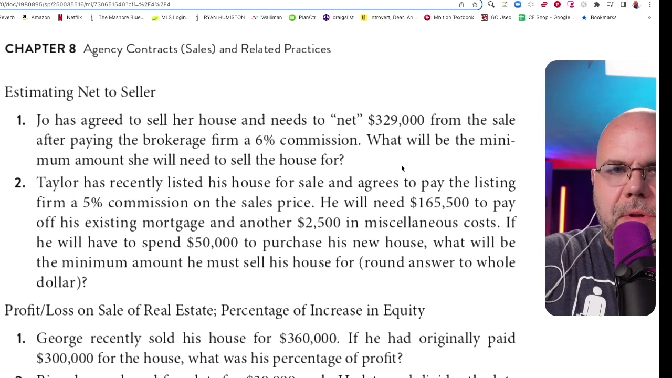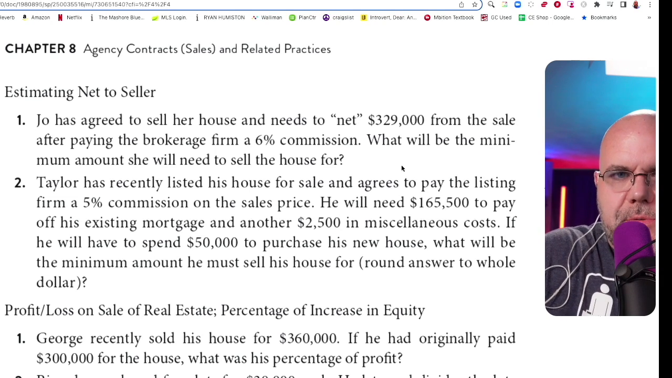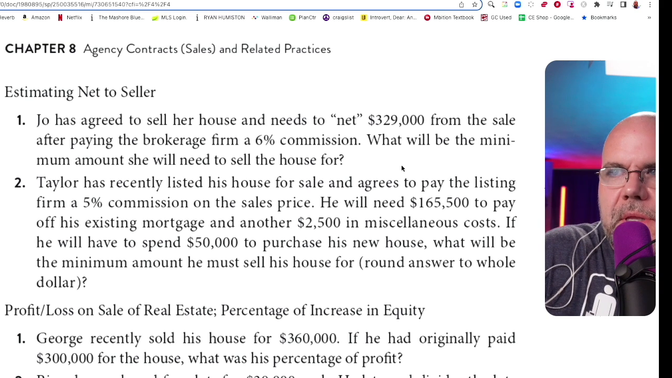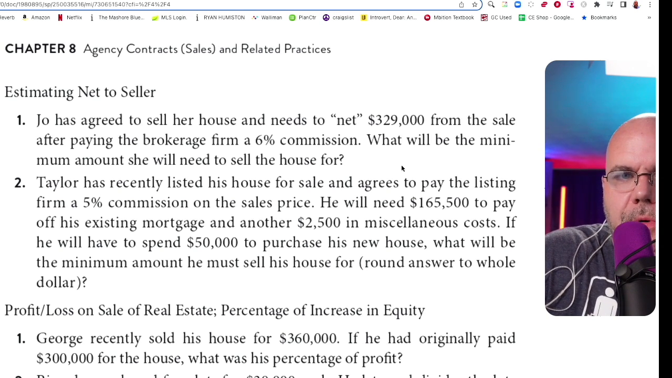We have a couple of questions from the Notion classroom referring to Chapter 8. So, two questions. The estimating net to seller section of Chapter 8, number 2, and also the brokerage compensation section, which is the page before this one, number 3. That one will make more sense if we do this other one first. So let's start with this one.